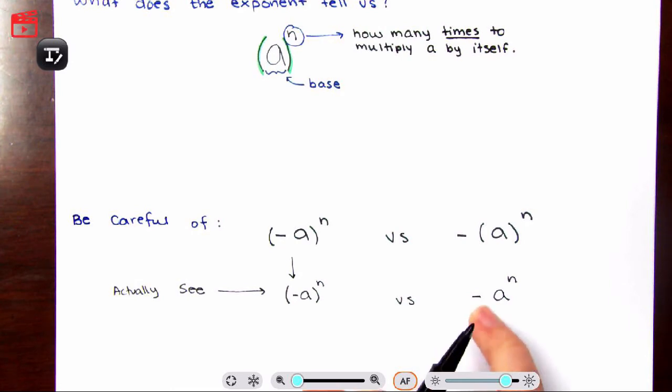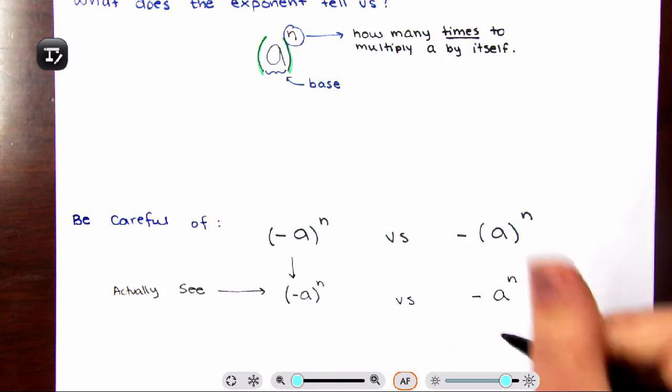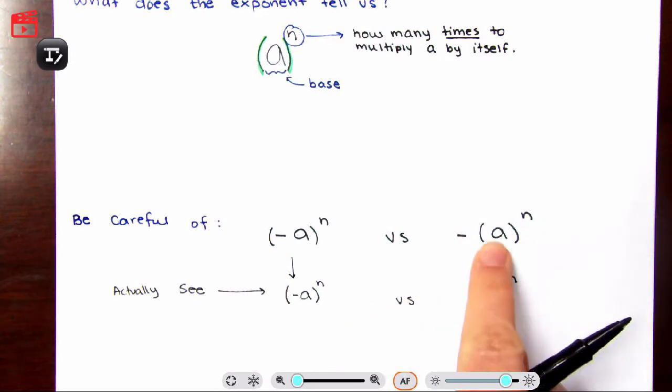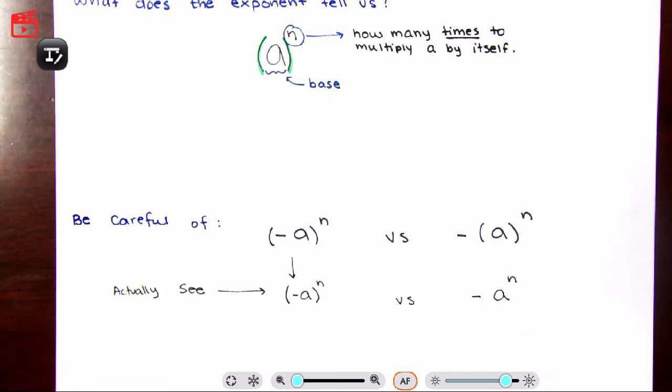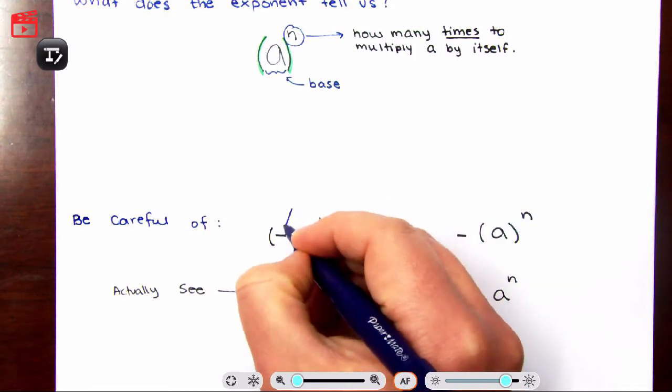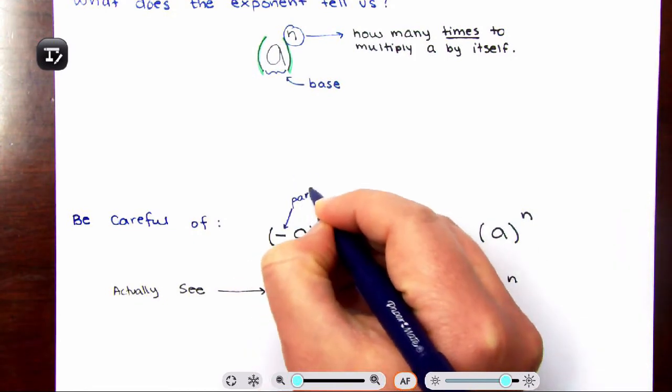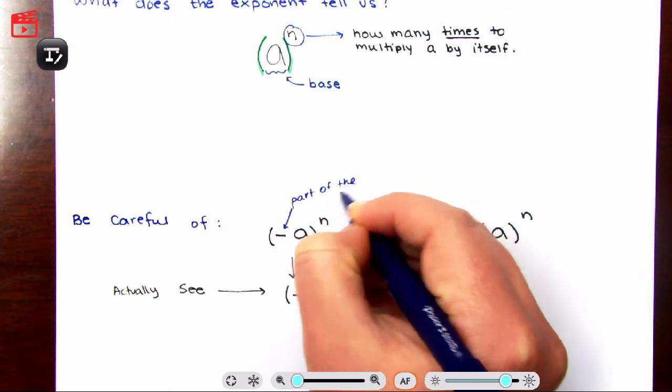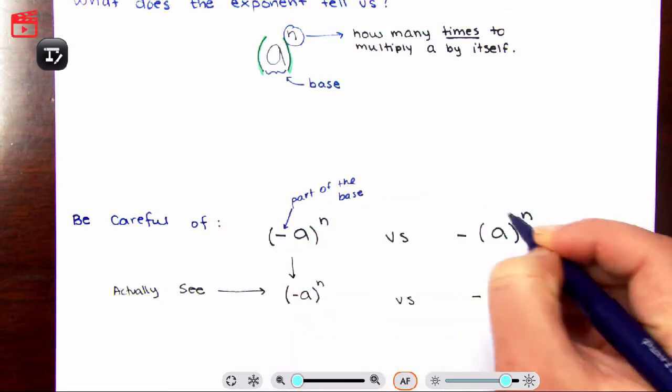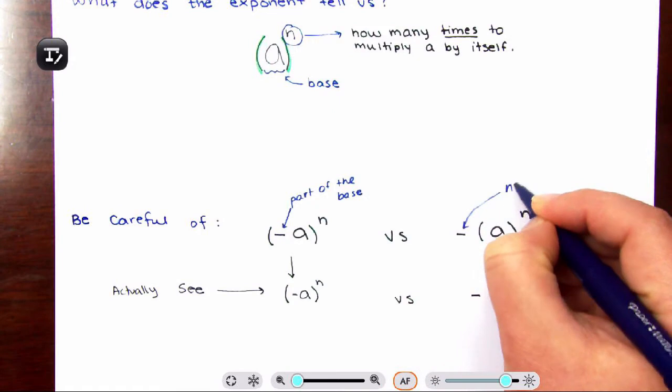So anytime you see a negative out in front, that doesn't mean that negative is inside a bubble. That means there's a secret bubble around our number, or in this case, our variable, and that is not part of your base. So this negative is part of the base. This negative is not part of the base.